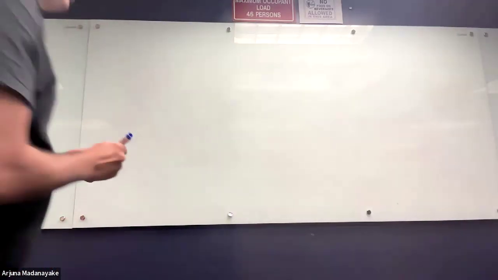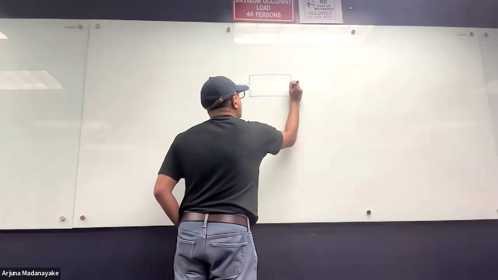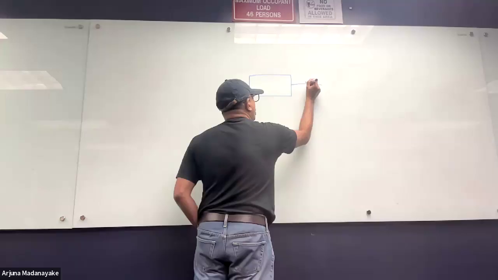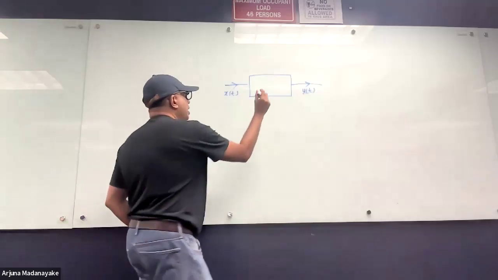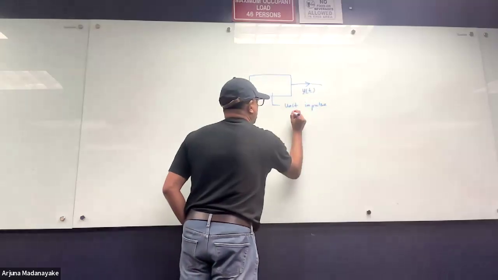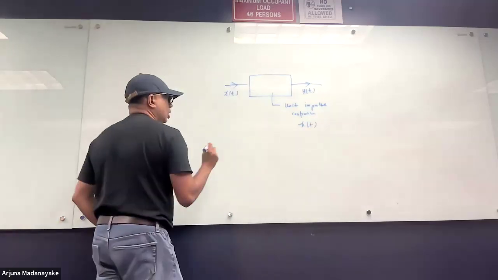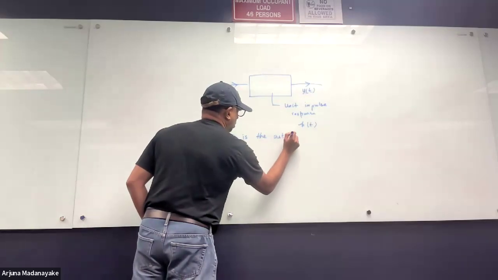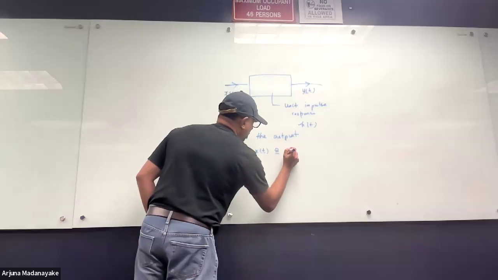All right. So let's take a linear time invariant system. It's got an input x of t and an output I'm going to call y of t. And it's got a unit impulse response, h of t. So h of t is the output when x of t is defined as the delta function.